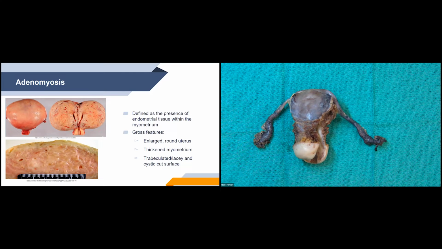As well, the myometrium is typically thickened, and the cut surface is trabeculated/lacy with cystic spaces. So you can see that bottom image there, that trabeculated lacy cut surface with all of those pinpoint cystic spaces.